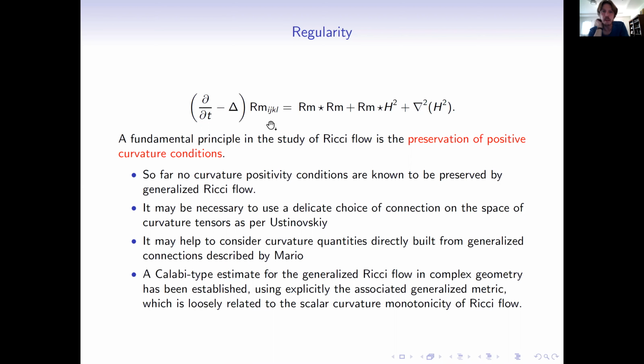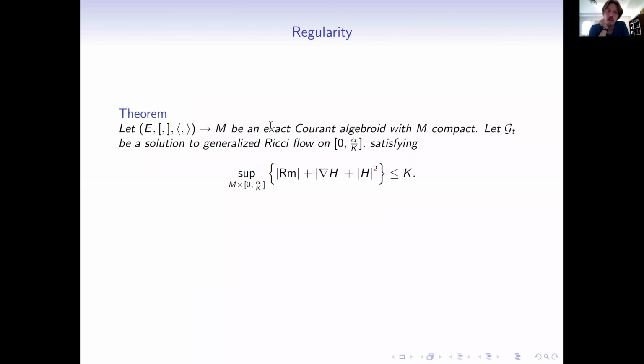But anyways, we'll come to that much later. But okay, so let me just state this basic smoothing theorem now. So if E is an exact Courant algebroid over a compact manifold, and g_t is a solution of generalized Ricci flow on a time interval of the form 0 to alpha over K, which satisfies the following bound.